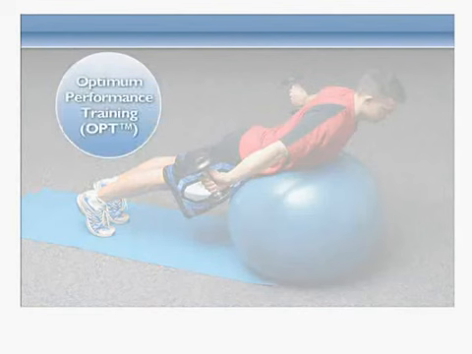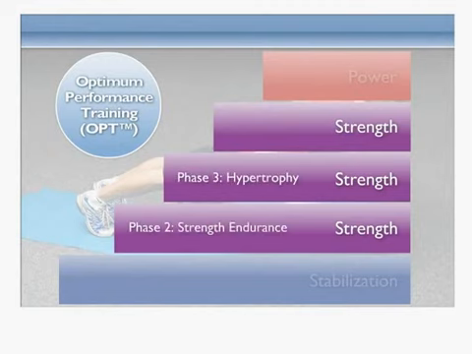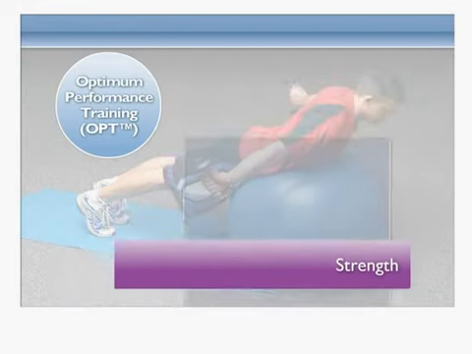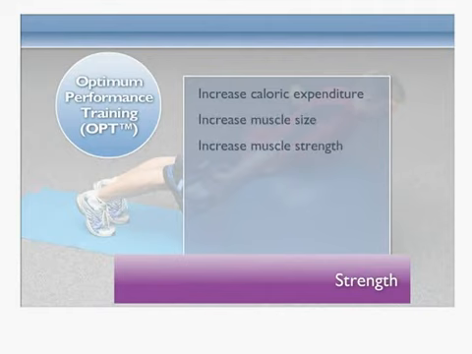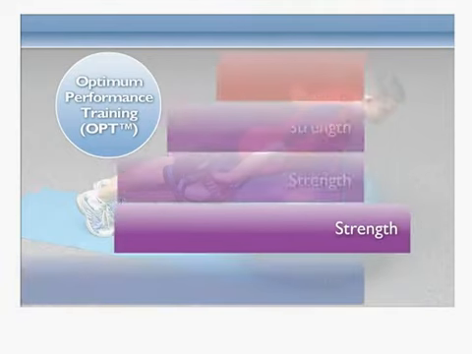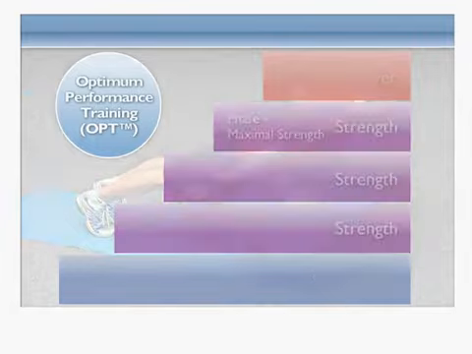The second level of training in the OPT model focuses on the main adaptation of strength, which includes strength endurance, hypertrophy, and maximal strength training. The focus of the strength period of training is to increase caloric expenditure, increase muscle size, and increase muscle strength. The strength period of training in the OPT model consists of 3 phases. Phase 2, strength endurance. Phase 3, hypertrophy. And Phase 4, maximal strength.